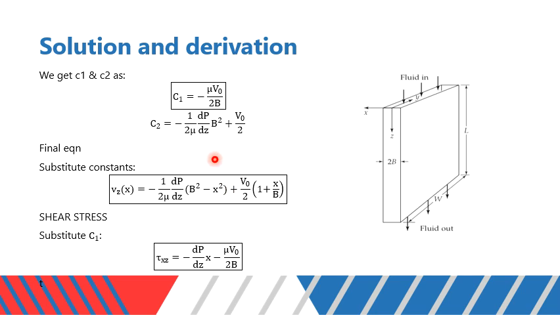And here, of the velocity equation, this b square minus x square shows it's parabolic because of the pressure difference, and this shows linear because of the wall moving. So basically this shows Poiseuille, and this shows Couette flow.